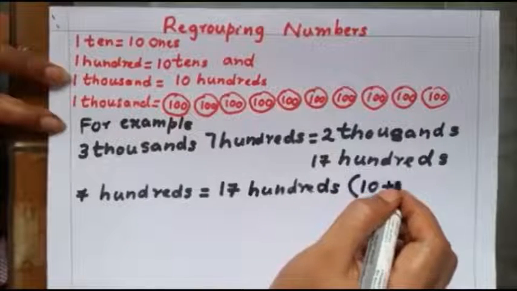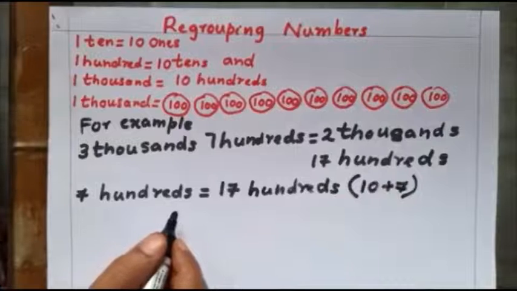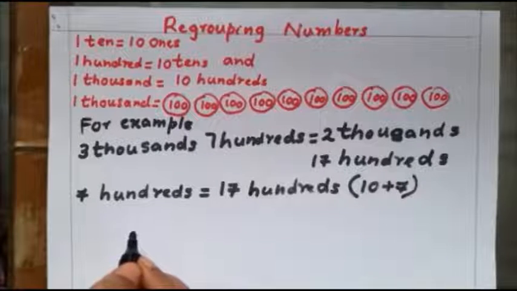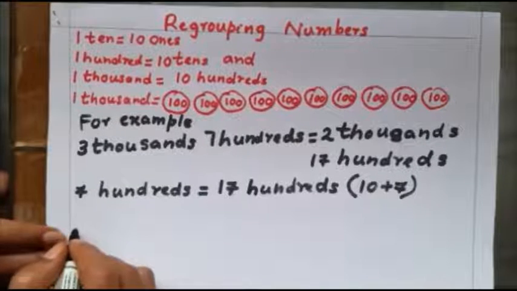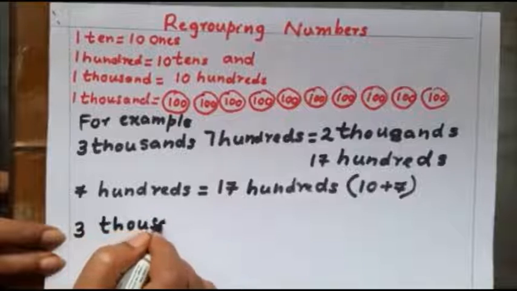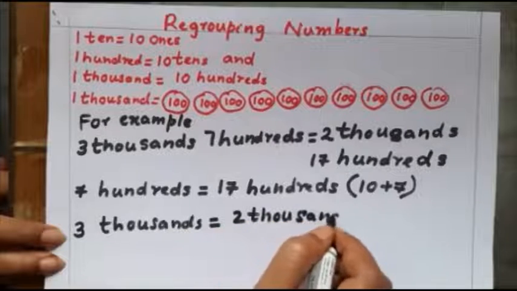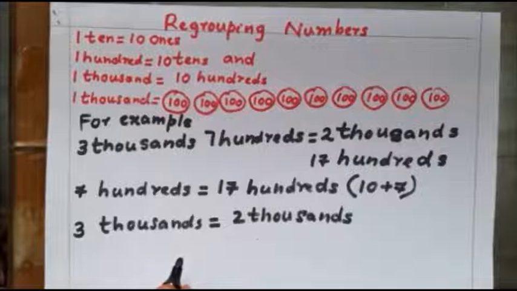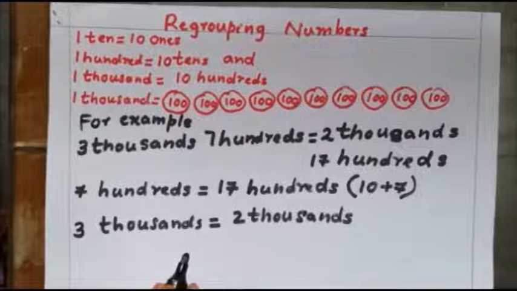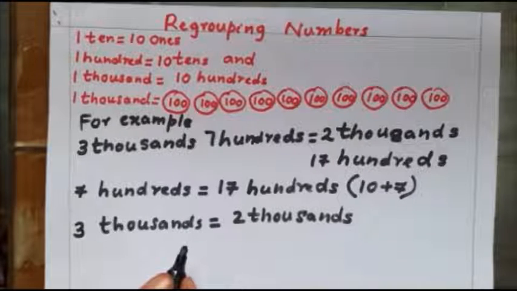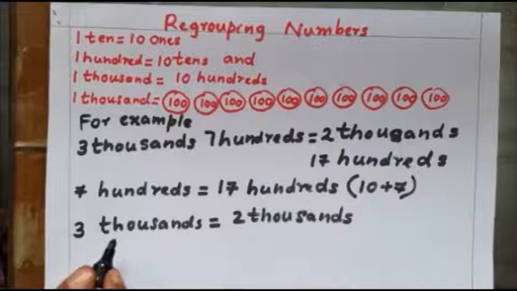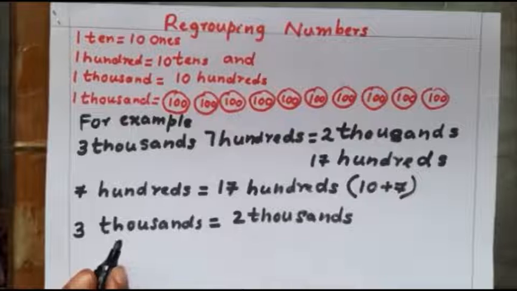That is 10 plus 7, as 10 hundredths are regrouped or borrowed from thousands place, and 3000s is written as 2000s after borrowing or regrouping. Children, let us repeat the definition of regrouping again. Yes, regrouping is the process of making groups of tens in the place value while doing subtraction with 3-digit numbers or larger.